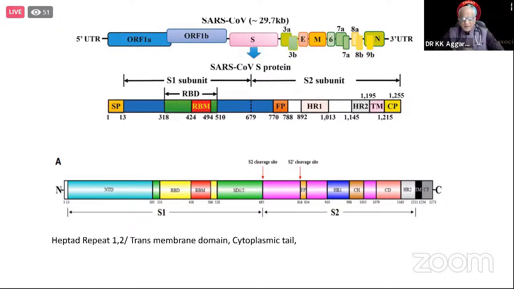Then comes the S protein. Then comes ORF3A, 3B, then envelope, then membrane, then ORF6, ORF7A, 7B, and ORF8, ORF9B. Then we have the nucleocapsid, and then we have the tail. So there is a tail, which is the 3' end, and we have a top, which is the 5' end. Then ignore the second line, go back to the third line, which is more in detail.